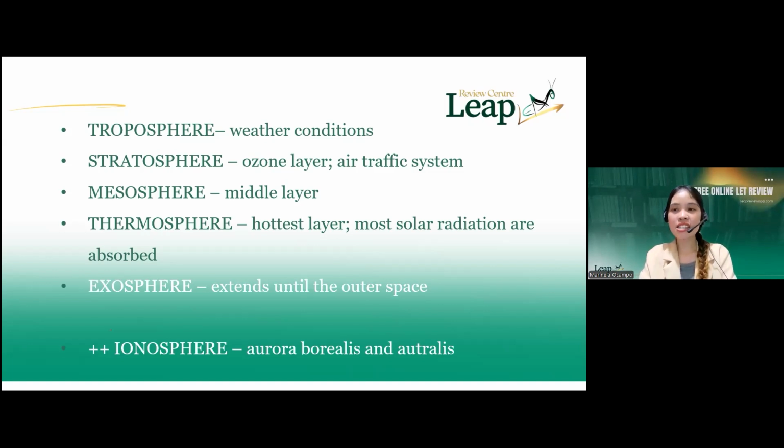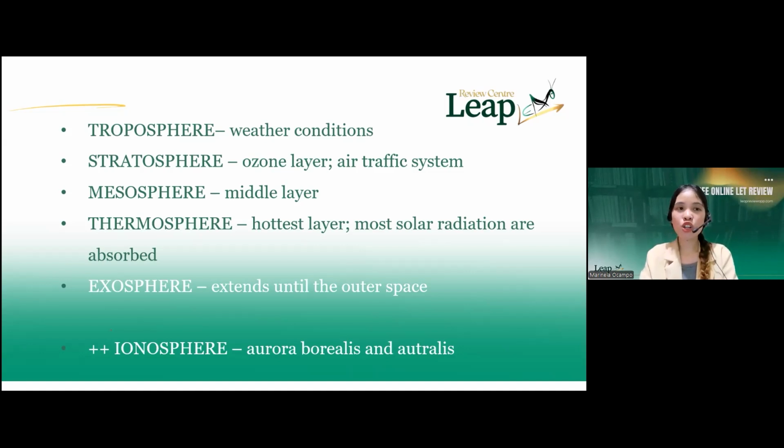Last layer, we have the exosphere, the one that is extending until the outer space. So that's the order of the layers of the atmosphere from the bottom layer going into the last layer, which is the exosphere. So thank you, Ma'am Queenie.